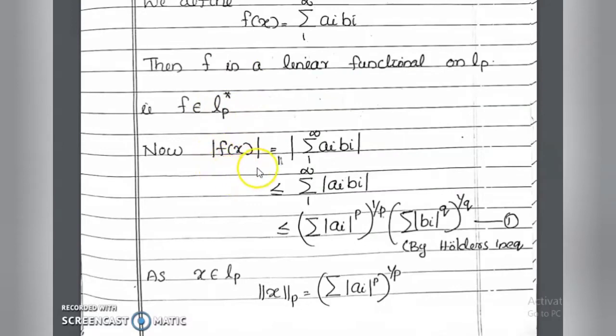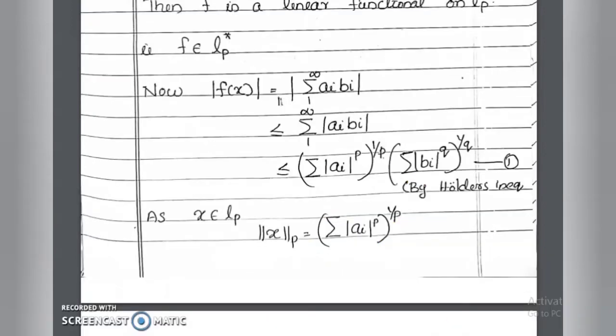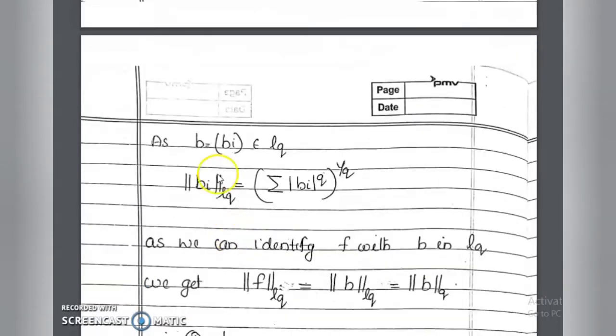Now the modulus of f(x) is less than or equal to the sum from i equal to 1 to infinity of the modulus of a_i b_i, and using Holder's inequality we get this. As x is the sequence (a_i), this is the same as the norm of x in l^p. And b belongs to l^q, and the norm of (b_i) in l^q is the same as this. As we can identify f with b in l^q, we get the norm of f in l^q is equal to the norm of b in l^q.